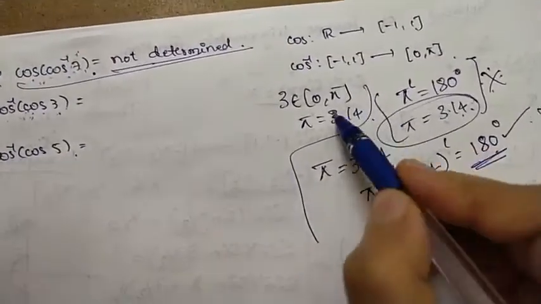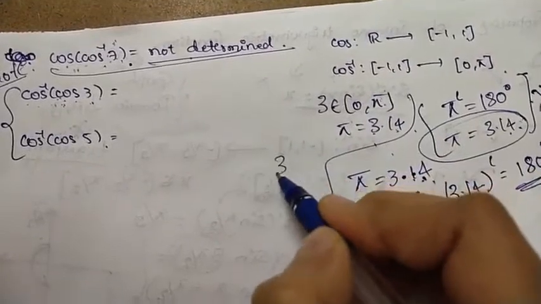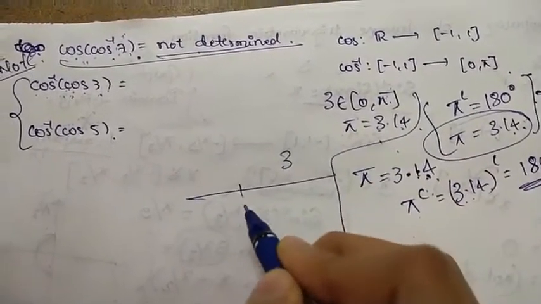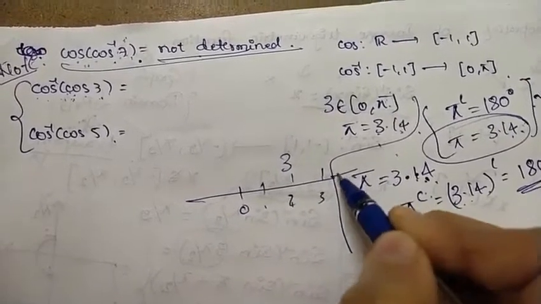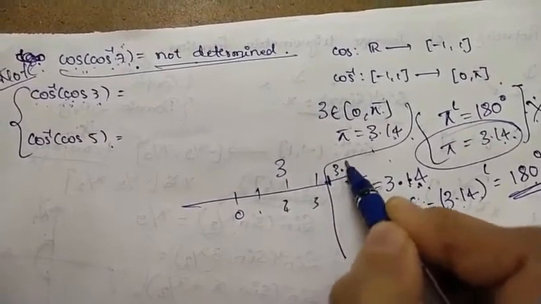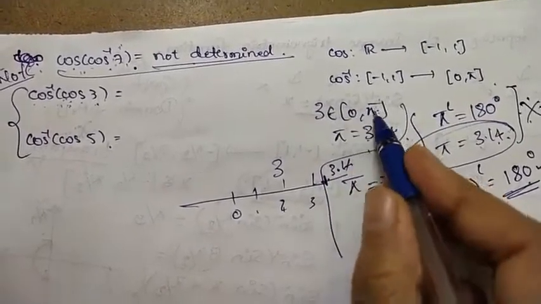So here we know that the value of pi is 3.14. Where does 3 come? If this is 0, 1, 2, 3, and 3.14 is somewhere here, then 3 is coming between 0 and 3.14.